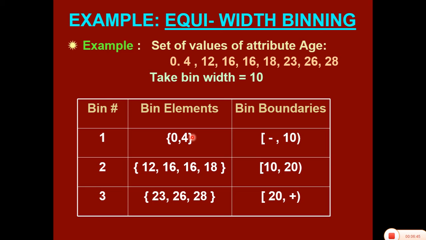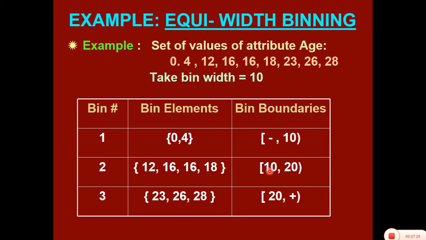Now let us understand with an example. We have the set of values of the attribute age: 0, 4, 12, 16, 16, 18, 23, 26 and 28, and we are supposed to take a bin width equal to 10. So how are you going to perform this? A width of 10 means the difference between the boundaries will be 10. So you start from 0 to 10. Here you are not going to include the 10, because you include the 0. So there should be 10 possible values in each bin.